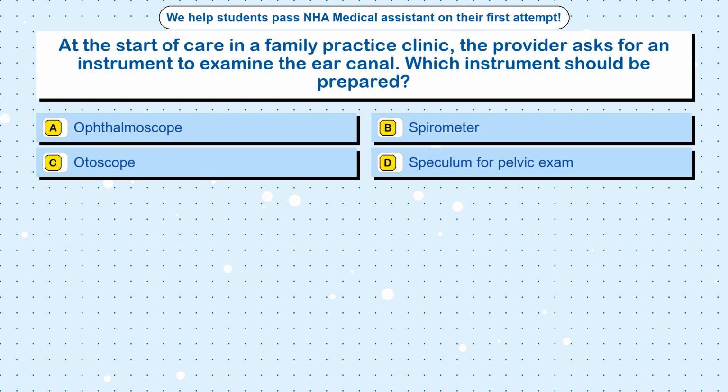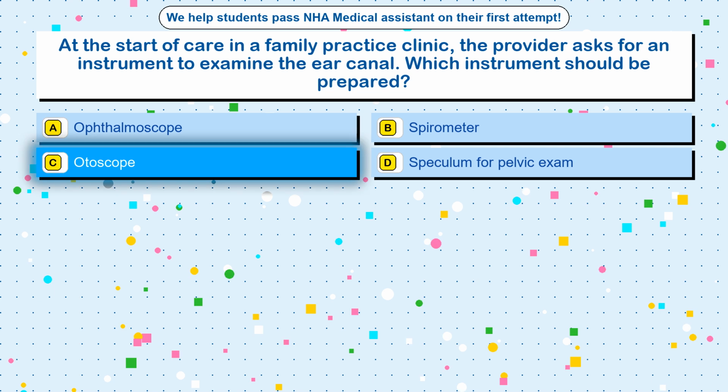Question 72. At the start of care in a family practice clinic, the provider asks for an instrument to examine the ear canal. Which instrument should be prepared? Option A. Ophthalmoscope. Option B. Spirometer. Option C. Otoscope. Option D. Speculum for pelvic exam. The correct answer is option C.